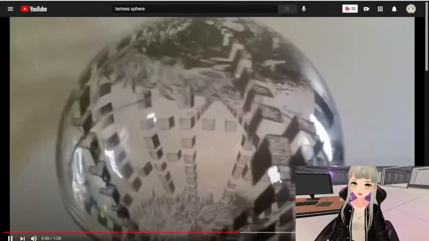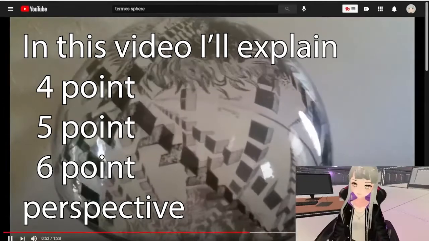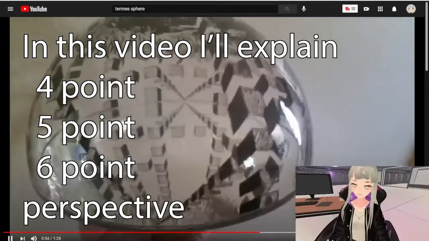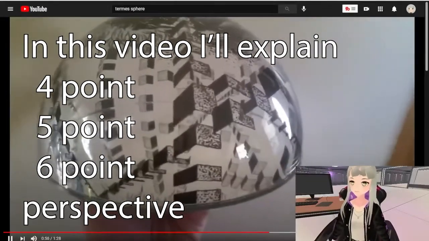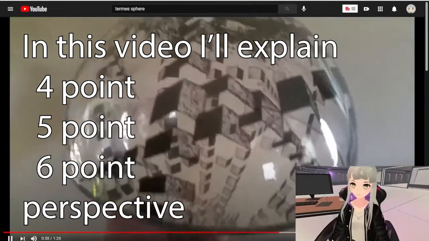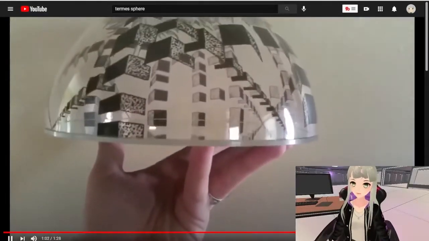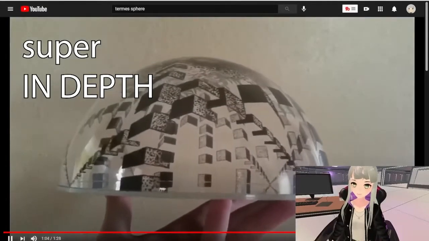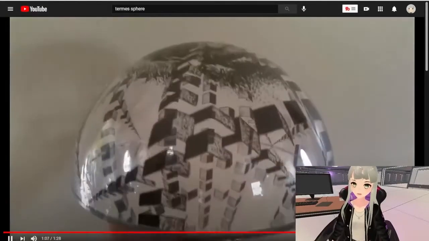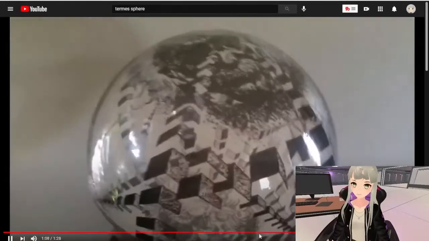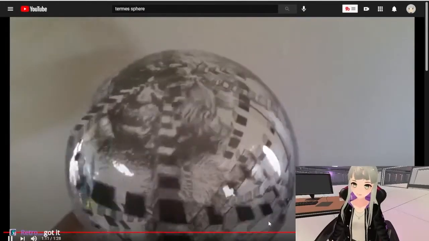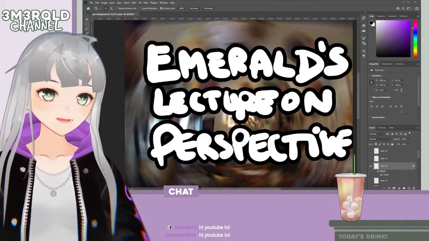There's a mirror at the bottom, you see? But if you look at it from the side there, it's just 5-point perspective. And then it becomes 6-point. There's a point in the back and a point in the front. I'll leave y'all in the video.